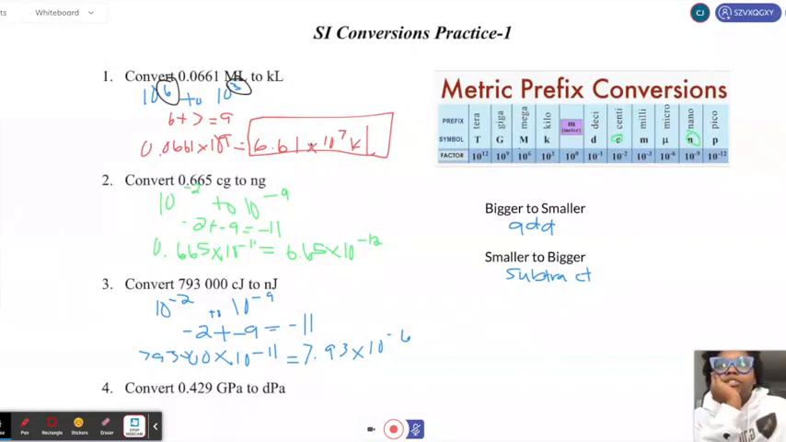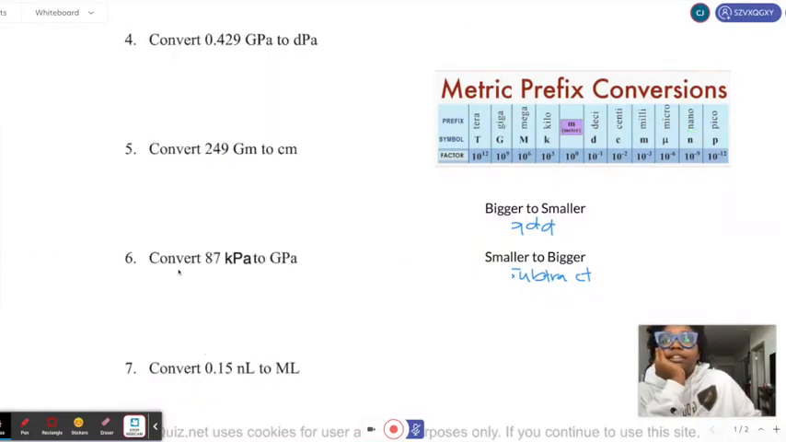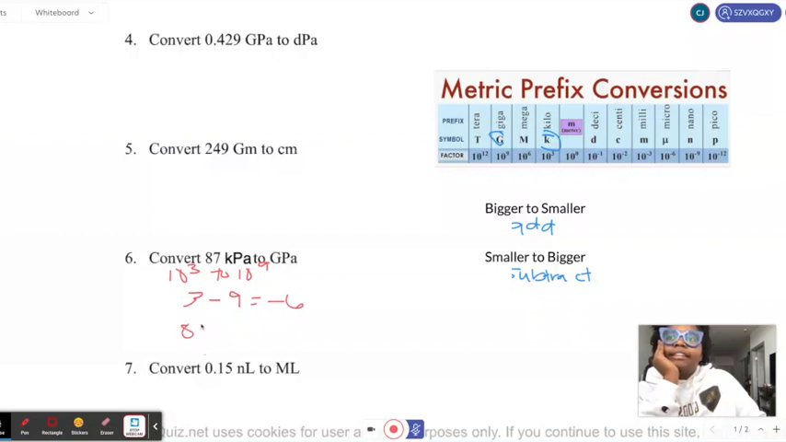All right, now let's do the reverse, right? Number 6 says we're going from 87 kilopascals to gigapascals. That means we're going from a smaller unit to a bigger unit, so we're going to be subtracting our factors. Our factor for kilo is 10 to the 3rd, and our factor for giga is 10 to the 9th. Since I'm going from a smaller unit to a bigger unit, I'm going to subtract. So 3 minus 9 gives me negative 6. So now I have 87 times 10 to the negative 6.